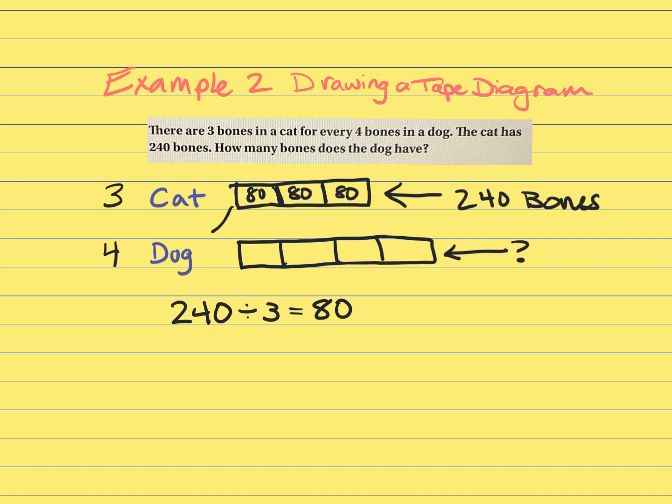We know that these two are equal because it's a ratio. Remember, it's different quantities of things, but it's the same in the tape diagram. Okay, so now all of these equal 80.